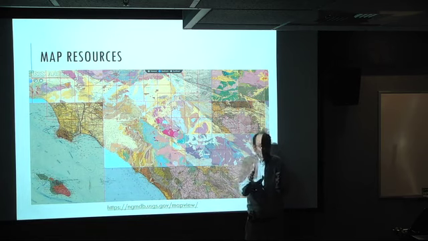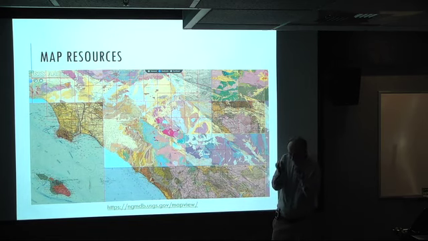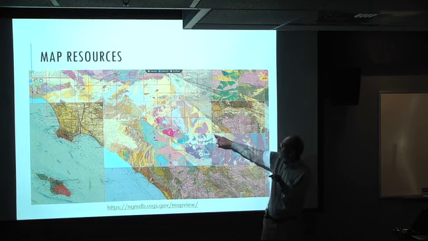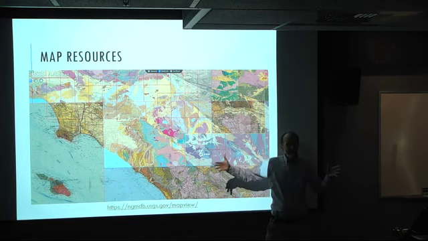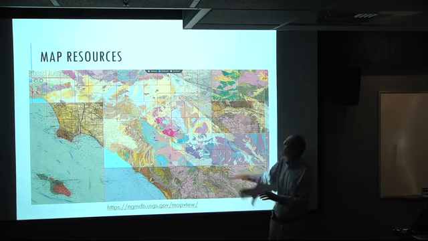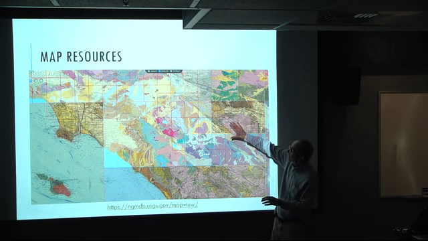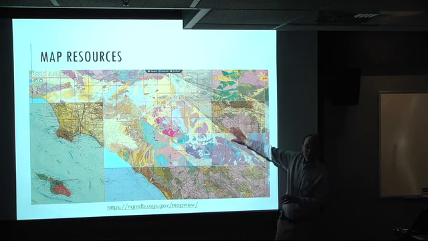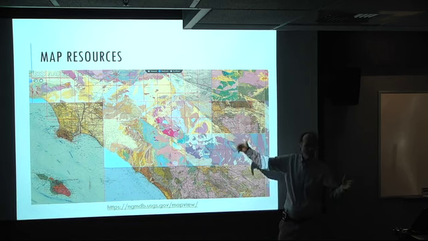The maps also have different scales. If you're looking at a little tiny detailed area, you'll see lots of fine detail, but if you're looking at the whole state of California, they generalize it and make it more simple. But this is an example online of all the different geologic maps that are available of our area right now.